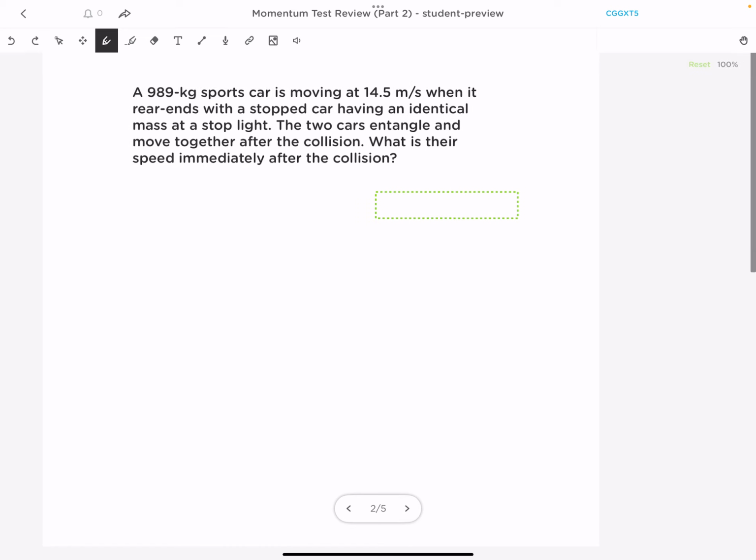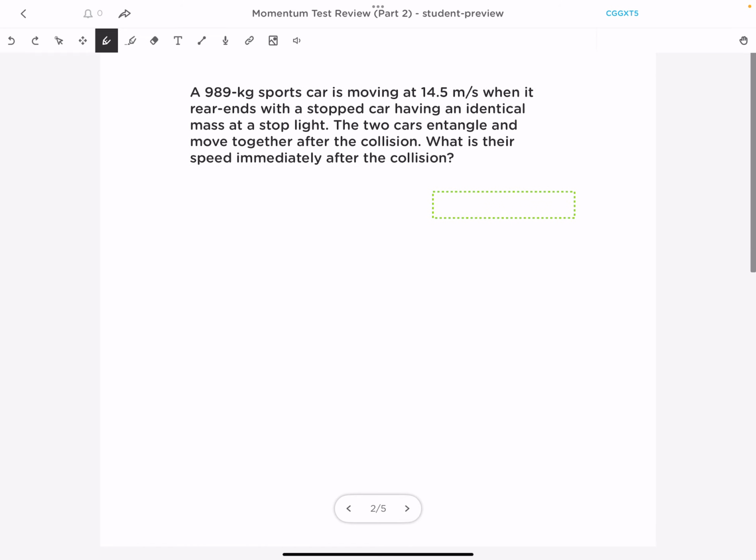So now the very next problem. Now we have a sports car, and it's moving at 14.5 meters per second when it rear ends a stopped car that has an identical mass and is at a stoplight. The two cars entangle and move together after the collision. What is their speed immediately after the collision? So with this one, what's interesting is you don't even need to know what the mass of the sports car is. So let me explain.